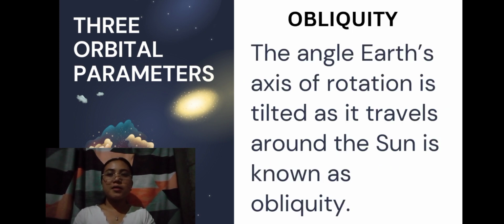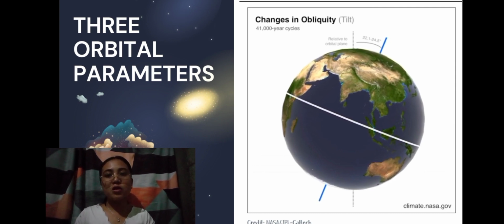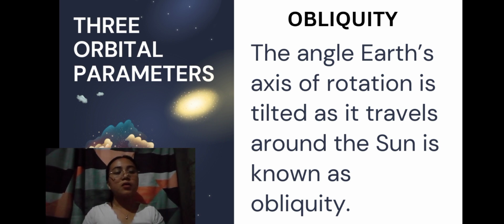And then the last one is the obliquity. The angle Earth's axis of rotation is tilted as it travels around the Sun is known as obliquity. The obliquity is why Earth has seasons. So what are the four seasons again? It is spring, winter, fall, and summer. Over the last million years, it has varied between 22.1 and 24.5 degrees with respect to Earth's orbital plane. And that's all the three orbital parameters: the eccentricity, the axial precession, and the obliquity.